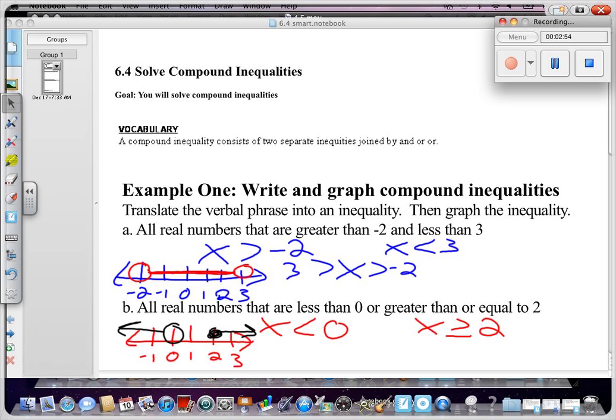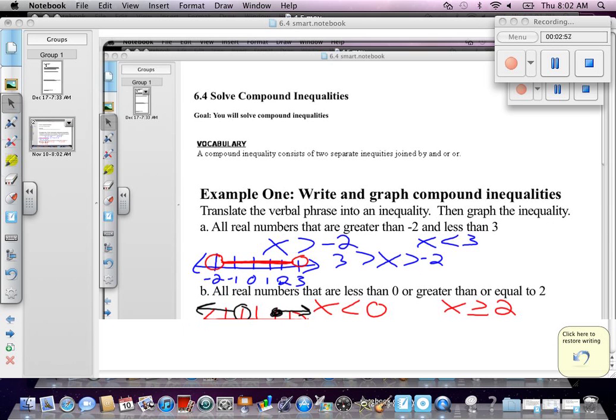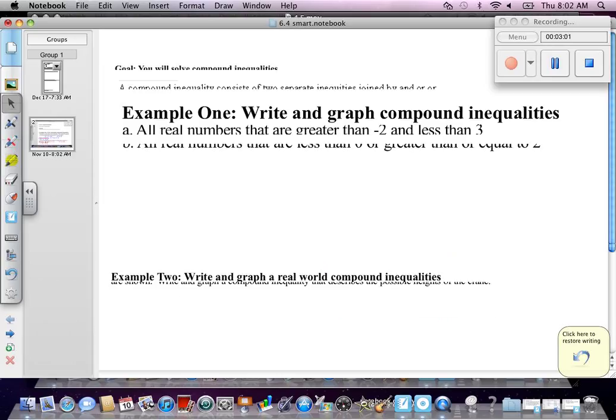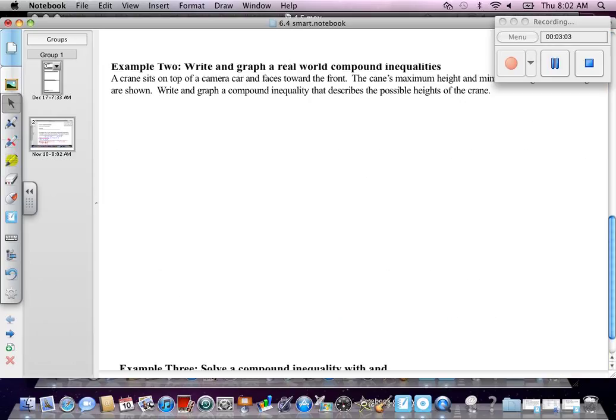All right, unfortunately, my computer's being silly. This is going to disappear. But I can retell it to you if you need. But we're going to move on to example 2.